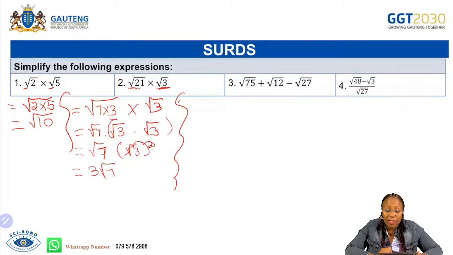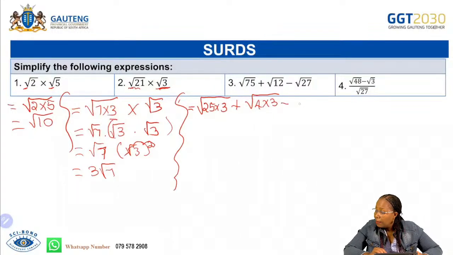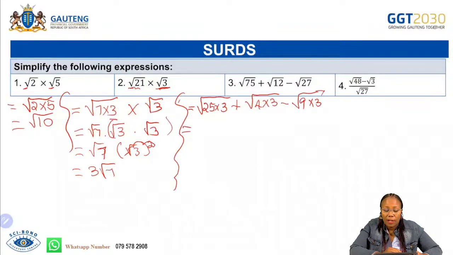And then with number 3, simple surd form again. 75 can be written with 25 having a square root. That is the square root of 25 times 3, plus the square root of 12, which is the square root of 4 times 3, and then minus the square root of 27, that is the square root of 9 times 3. Can you see I've created square root 3 there? There must be something common created throughout.